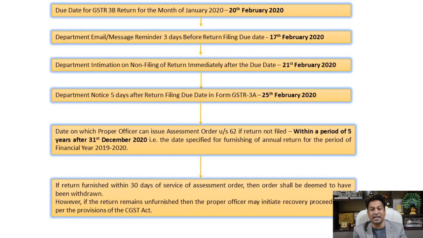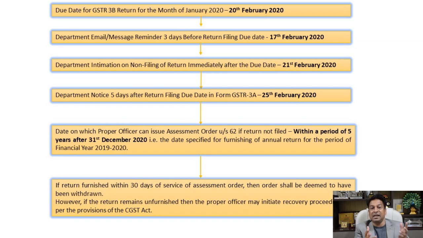I've taken an example of January 2020. If you are a taxpayer and you have not filed the return within 15 days after issuance of notice in GSTR 3A, which got issued under section 46, then the proper officer may initiate a best judgment assessment order under section 62. As per the SOP or this circular, it is hinting as if a best judgment order can be passed immediately after 30 days when this order is being issued.